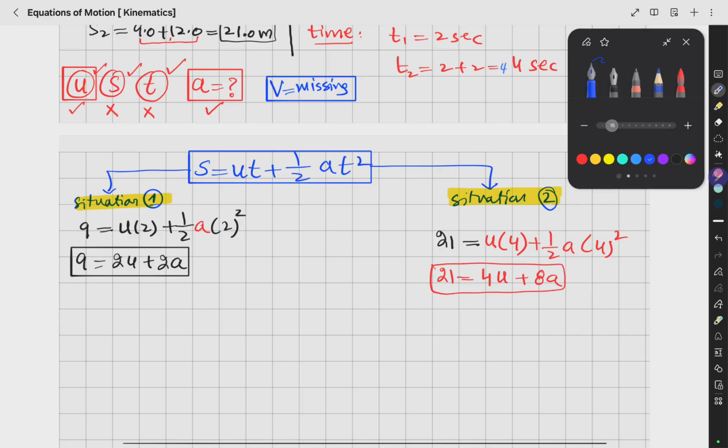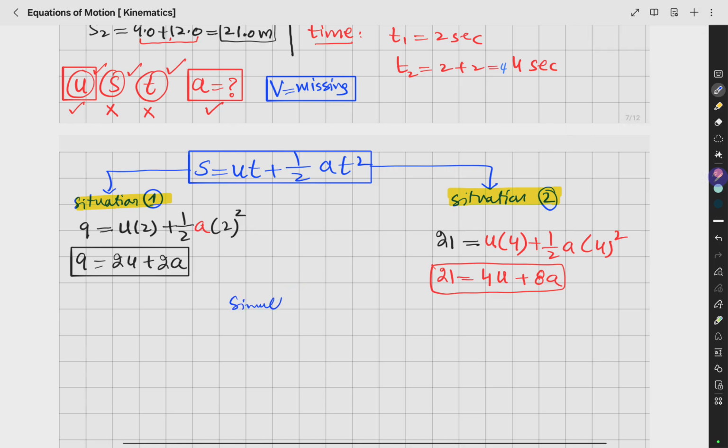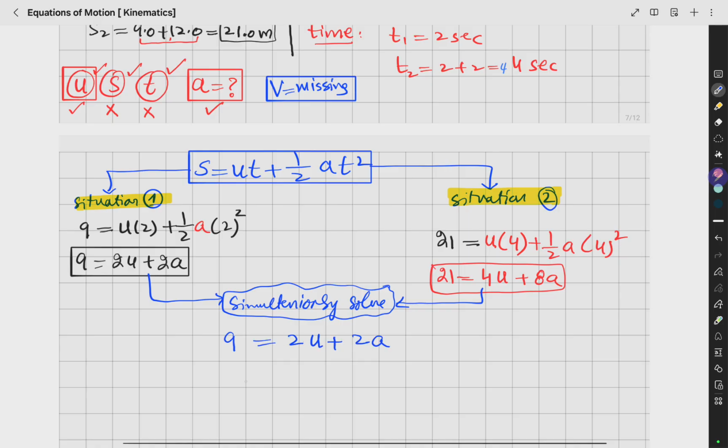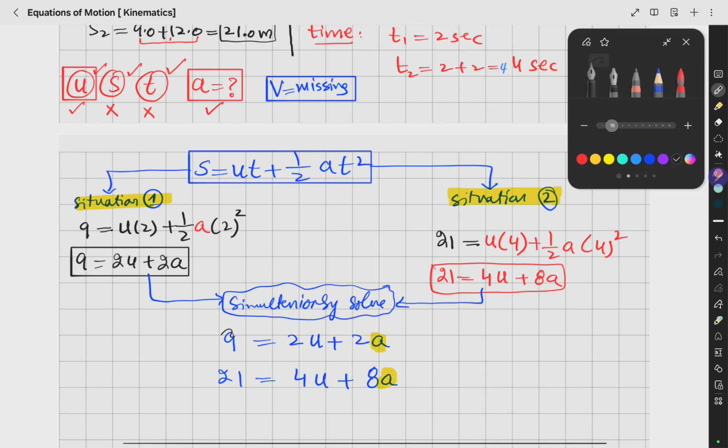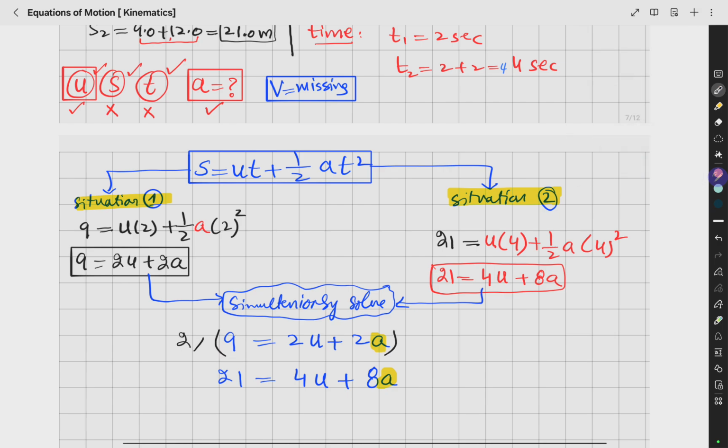What you do is you simultaneously solve them. This is just one question, but it is taking too much time. Why? Because it is a complex scenario. So when you solve it simultaneously, you say, okay, it is 2u plus 2a, and this one is 21 equals 4u plus 8a. As you want a, of course you need to get rid of this u. So how can you get rid of this u? You can simply multiply this equation with 2.